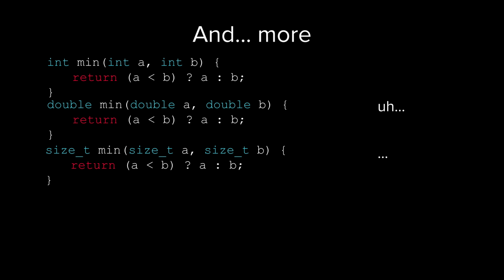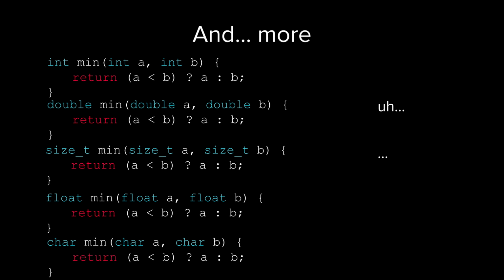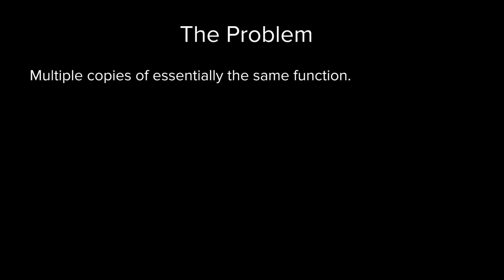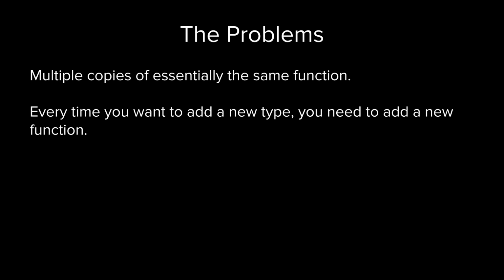And you could keep doing this for other types. You could have a min of ints, a min of doubles, a min of size_t's, a min of floats, min of characters, min of strings. At some point you have to stop and say, okay, this is not a reasonable programming model for what I'm trying to do. The issue is that you have multiple copies of exactly the same function, where the only difference is the type of the variables. And every time you want to add a new type, you need to copy paste that function and change the type to whatever type you want.